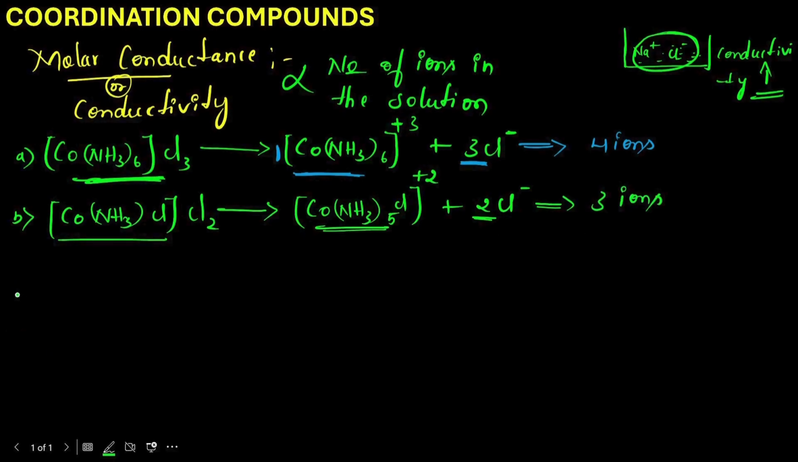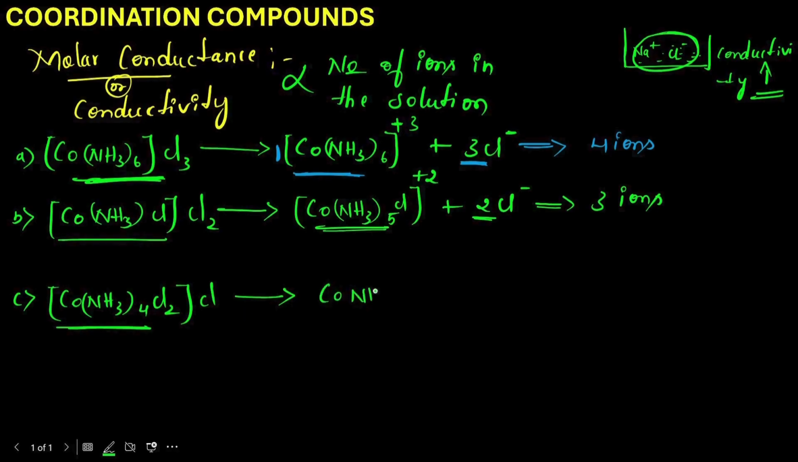Next we will take one more example, that is [Co(NH3)4Cl2]Cl. Again this coordination compound ionizes in the solution to give [Co(NH3)4Cl2]+ plus Cl-. Here the charge on the coordination sphere is plus 1. Here, how many ions are produced in total? 2 ions are produced. So coming to the first case, how many cations are there? That is 1. And how many anions are there? That is 3.